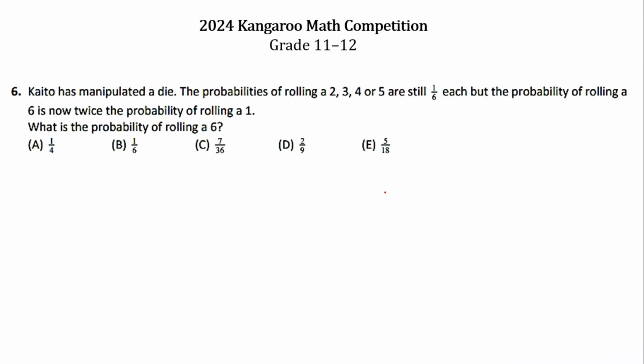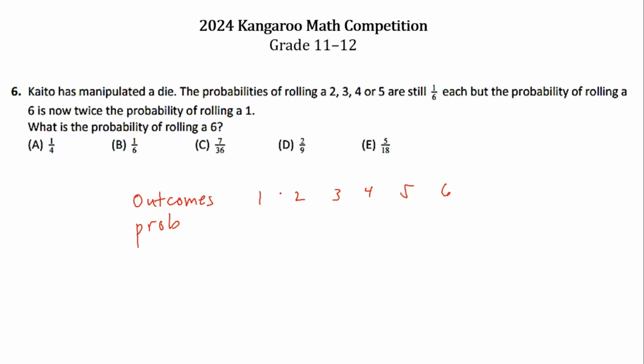Item number 6. Kaito has manipulated a die. The probabilities of rolling a 2, 3, 4, or 5 are still 1 over 6 each. But the probability of rolling a 6 is now twice the probability of rolling a 1. Alright, let's list down first the possible outcomes. There are 6 possible outcomes. So we have outcomes 1, 2, 3, 4, 5, 6.